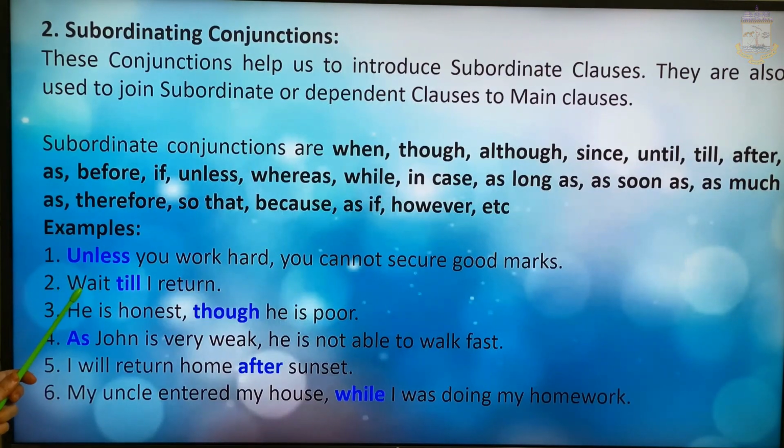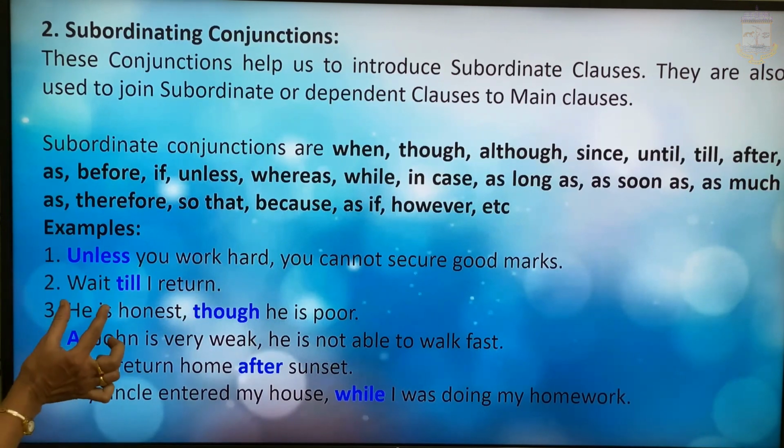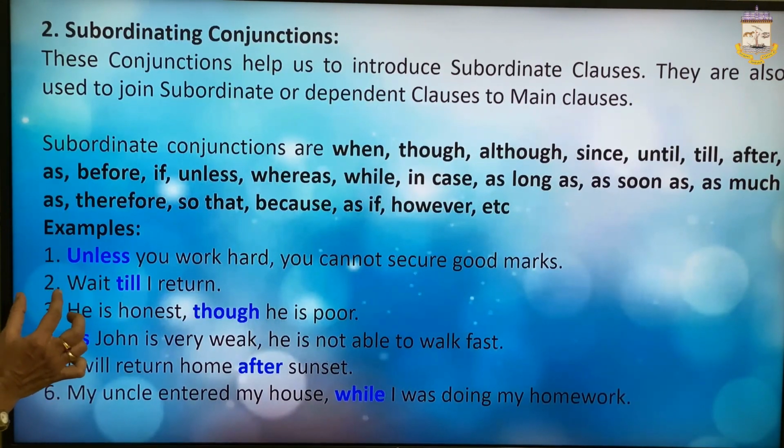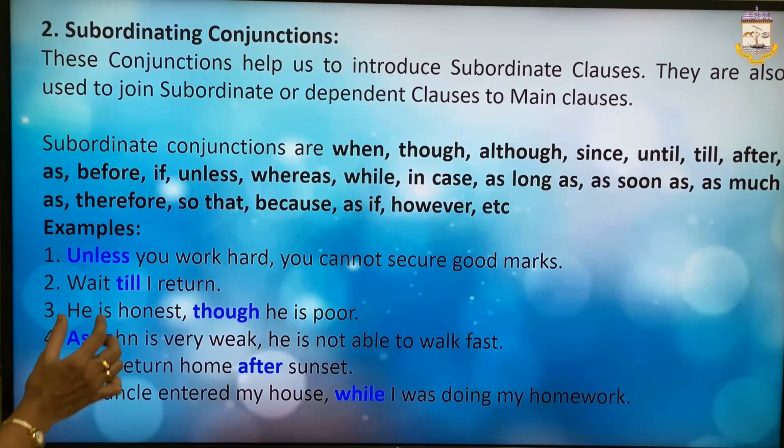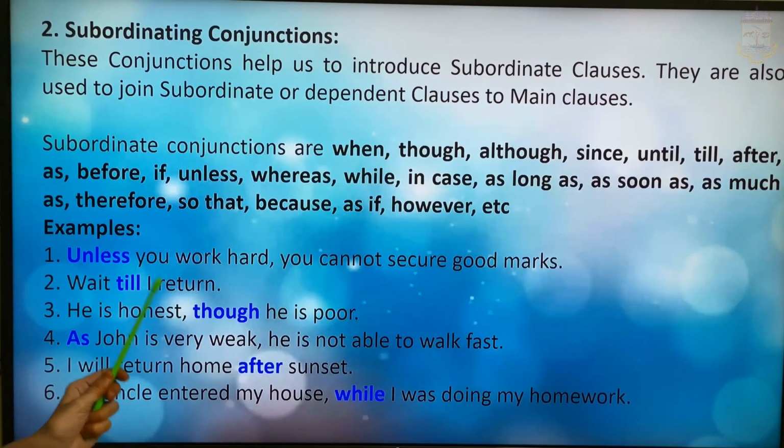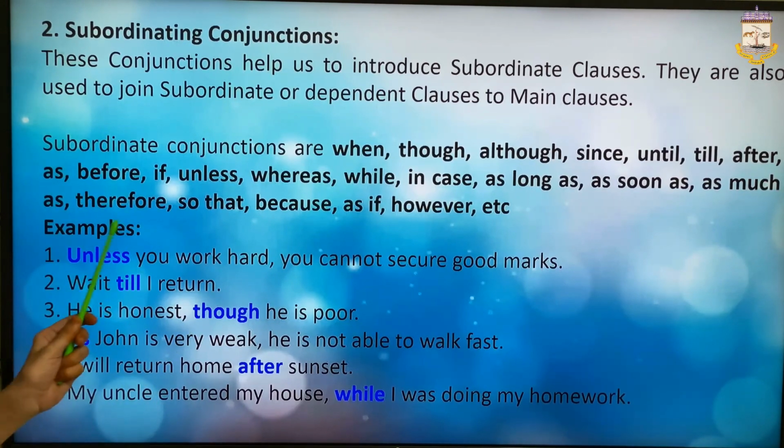Let's look at the next example. Wait till I return. Here wait is the main clause. Subject is missing. You wait. For example, we can take it as you wait is the main clause. Till I return is the subordinate clause. Till is the subordinating conjunction.